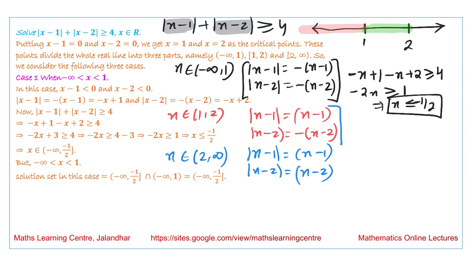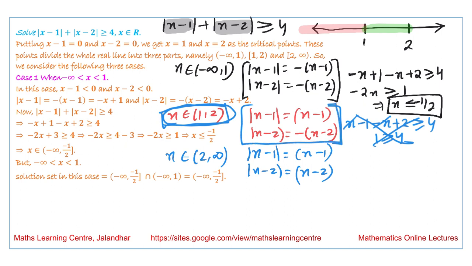In this second region, when x belongs to 1 to 2, we have x minus 1 minus of x minus 2 is greater than or equal to 4. These two get cancelled. We are getting that 1 is greater than or equal to 4, so this does not hold. So there is no value of x between 1 to 2 which satisfies this inequality. There is no value of x in this region.